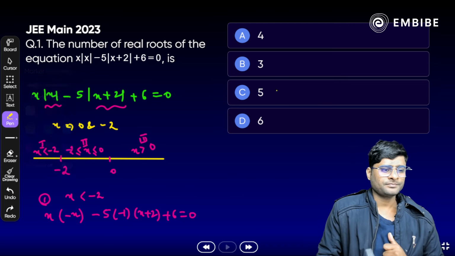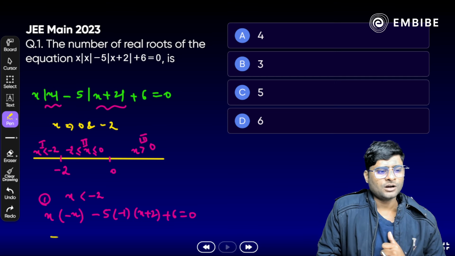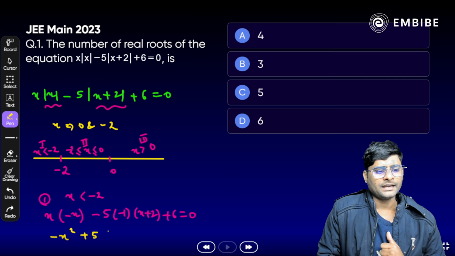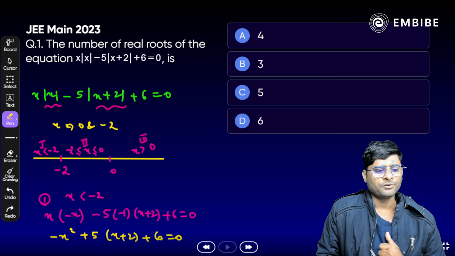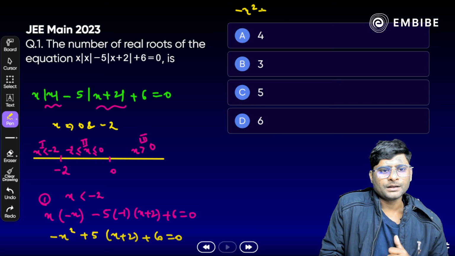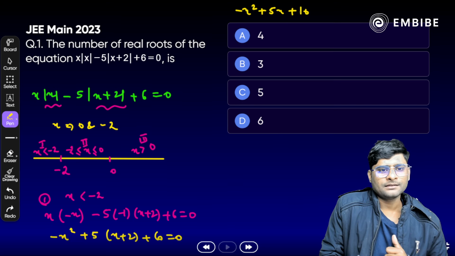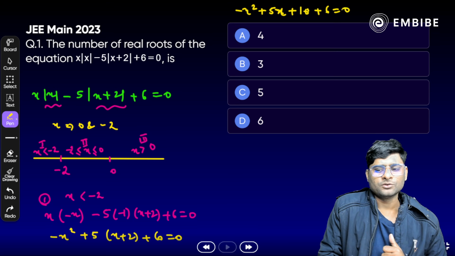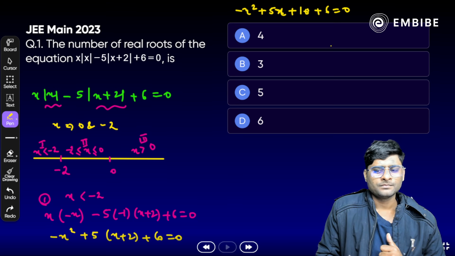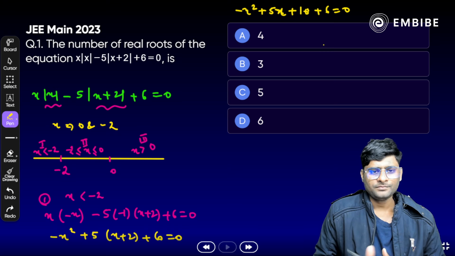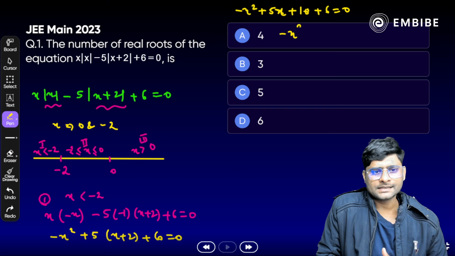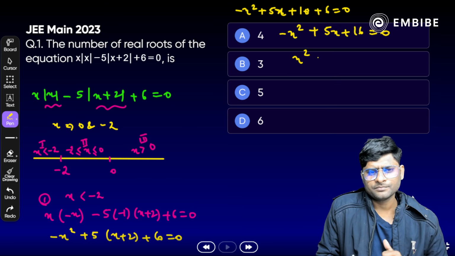Now try to solve it. What we have: minus of x square, plus 5, x plus 2, plus 6 is equal to 0. Correct? Or it would be what? Minus x square plus 5x plus 10, plus 6 is equal to 0. Is that correct? Or it would be minus x square plus 5x plus 16 is equal to 0. Or we can say that x square minus 5x minus 16 is equal to 0.